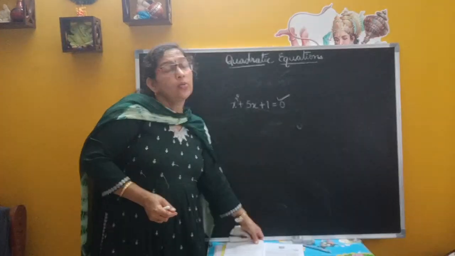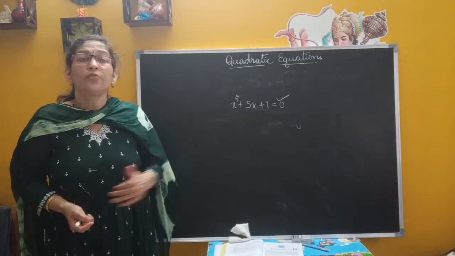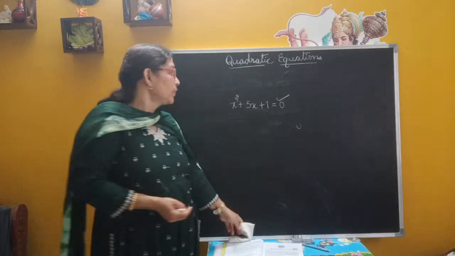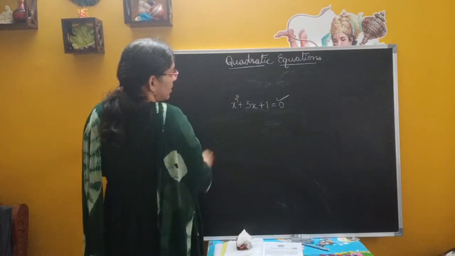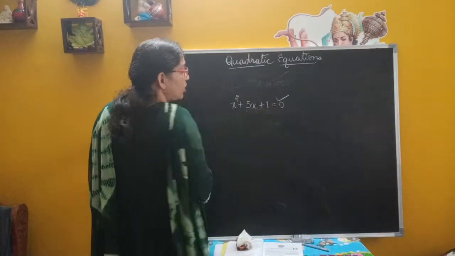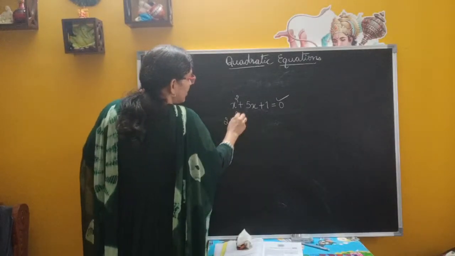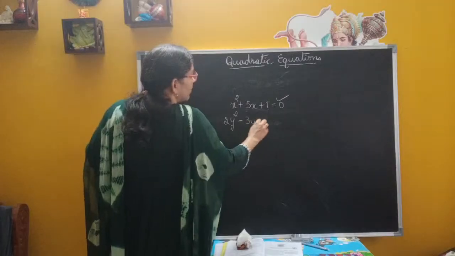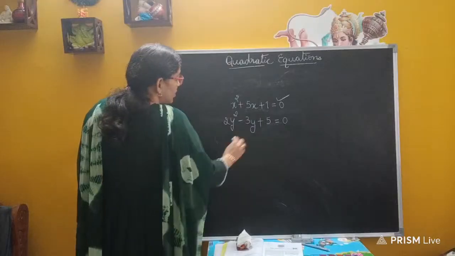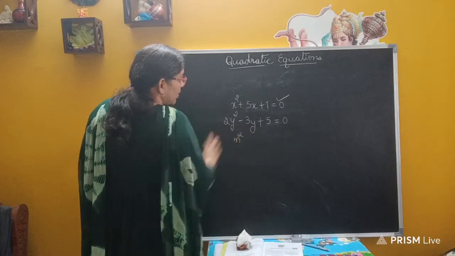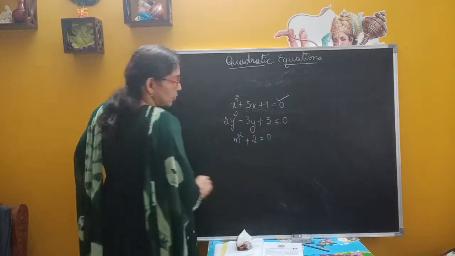Now let us learn how to write a quadratic equation in standard form, or what is the general form of a quadratic equation. Let me explain. Take this example only, the first example: x square plus 5x plus 1 is equal to 0. I'll give you some more examples. I'll take 2y square minus 3y plus 5 is equal to 0. Another one I'll write: m square plus 2 is equal to 0.